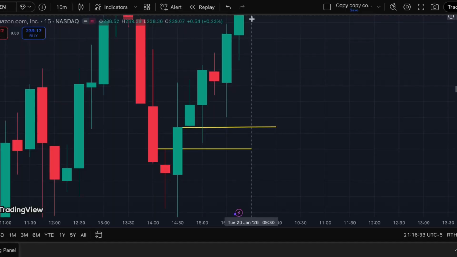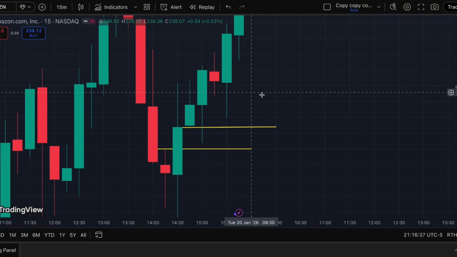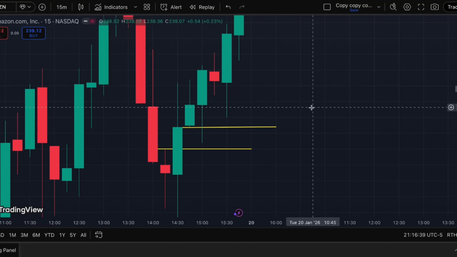All right, so we're here on the charts. We're on the Amazon chart. Usually, when you're playing with fair value gaps, it's more of a day trader type thing. You can find them on longer time frames, like a daily or a 4 hour time frame. I'm not saying you can't find them there.